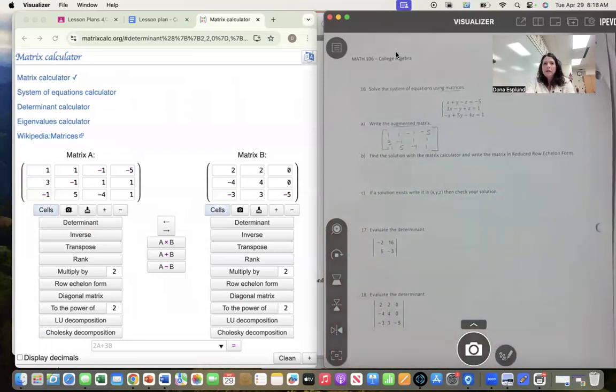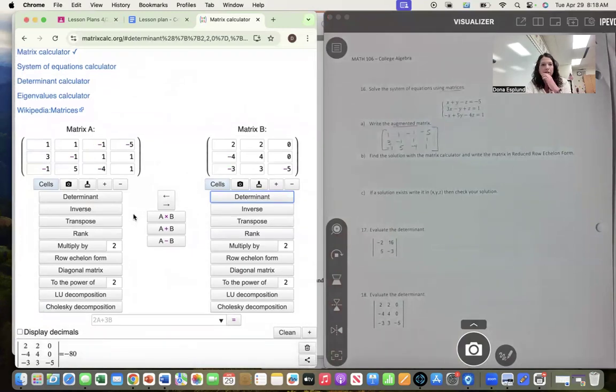Now, what you'll do then on your calculator is go ahead and put that in. I've already got 1, 1, -1, -5, 3, -1, 1, 1, -1, 5, -4, and 1. And honestly, the only problem you run into a lot of times, for me, is putting them in right. Like I'll miss a negative and it throws everything off.